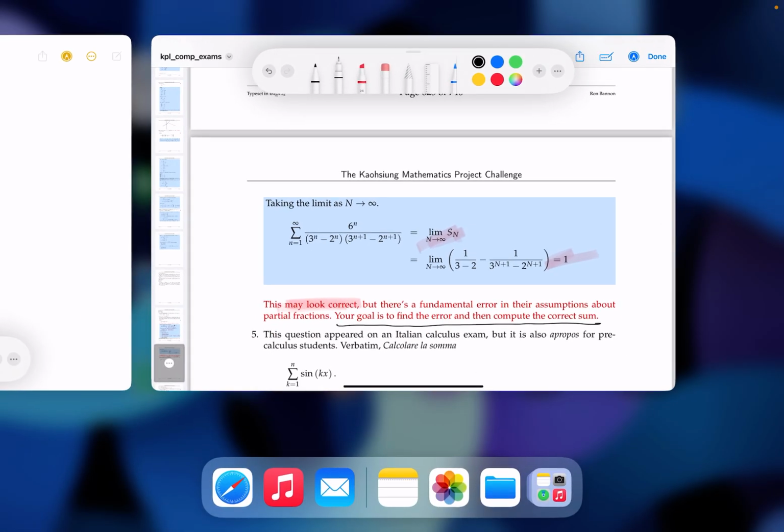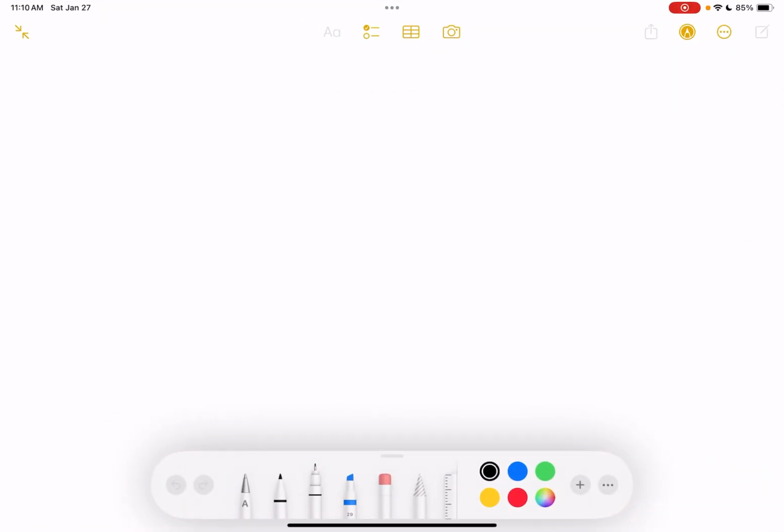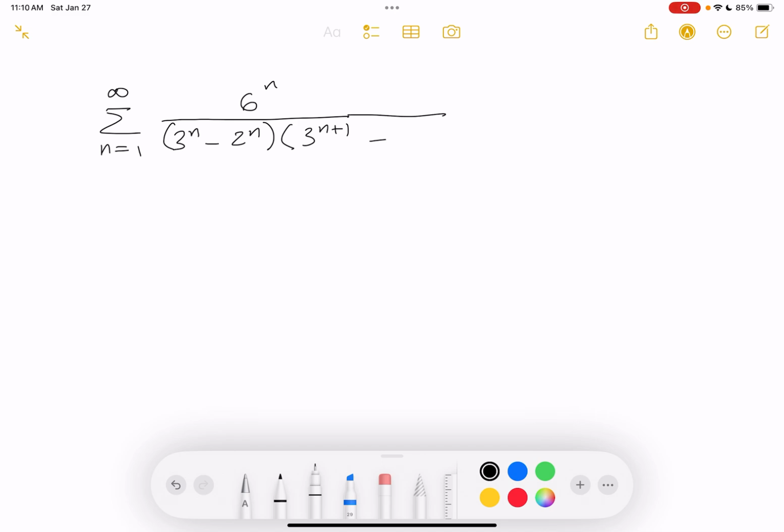So what I want to do is go to the whiteboard. I'm going to write the problem down again. I have it written down, I've got to find it again. It's the sum, put this over here, n equals 1 to infinity, and it's 6 to the n. And on the bottom, you get 3^n minus 2^n, and then you get 3^(n+1) minus 2^(n+1).